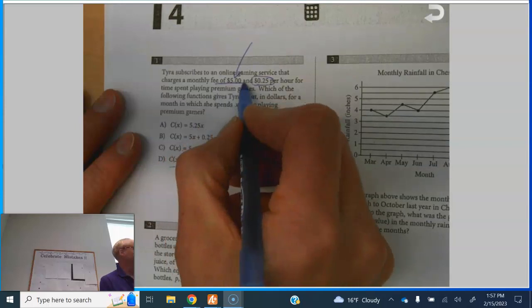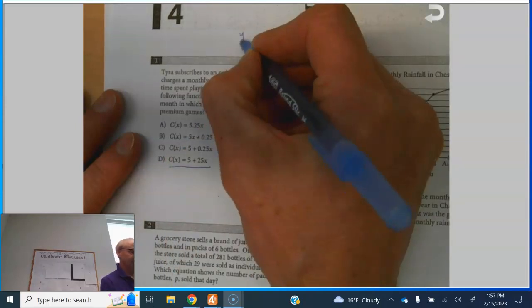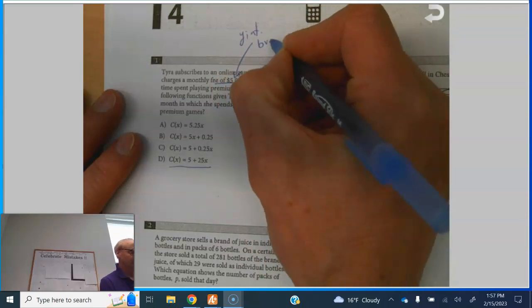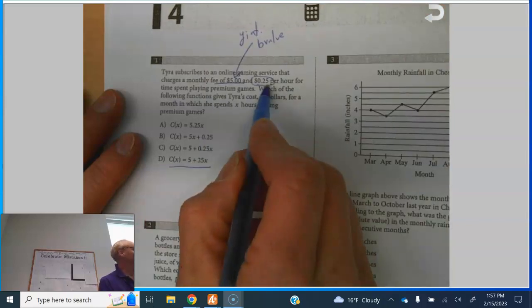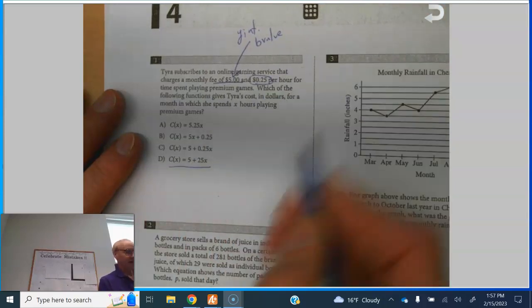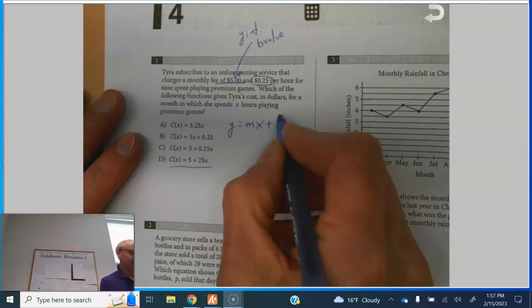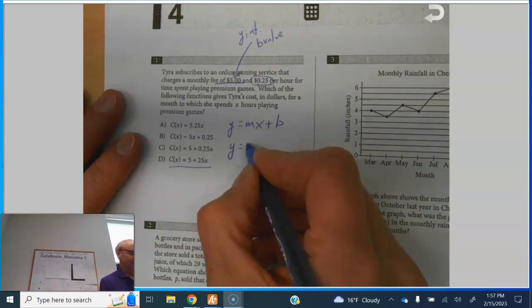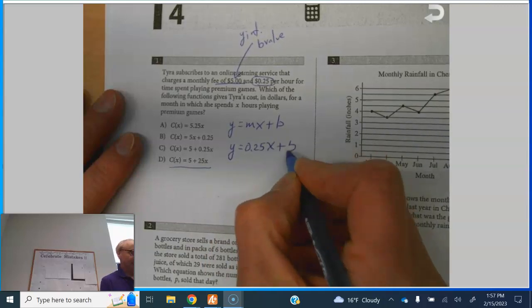Now, what I'd like you guys to do with this is identify this thing as our monthly fee. I call that the starting point or the y-intercept. It's sometimes called the b value or the starting point, and then 25 cents for every hour that goes by. So the way I would write it is y equals mx plus b, and our cost is going to be 25 cents per hour plus the $5.